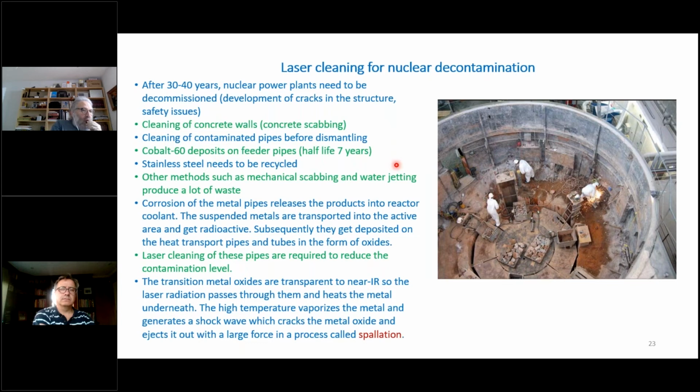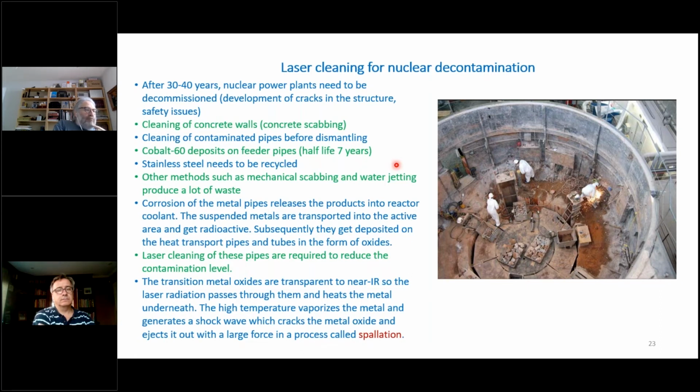In the case of nuclear power plants, they are a good replacement for coal, but the problem is that every 30 to 40 years, some cracks develop in the structure and they need to be decommissioned. So one has to get rid of all the concrete of the walls, which are radioactively contaminated. So you can't just throw them out. And there are also metal tools inside the reactor that need to be cleaned because they are radioactive.